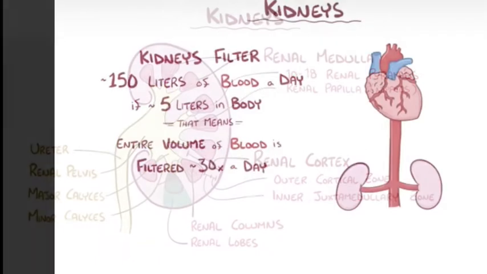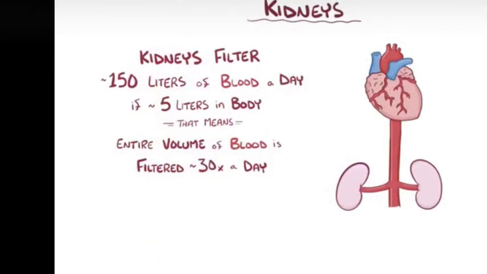An adult kidney filters about 150 liters of blood a day, which means if we have 5 liters of blood in our body, the entire volume of blood is filtered about 30 times a day.